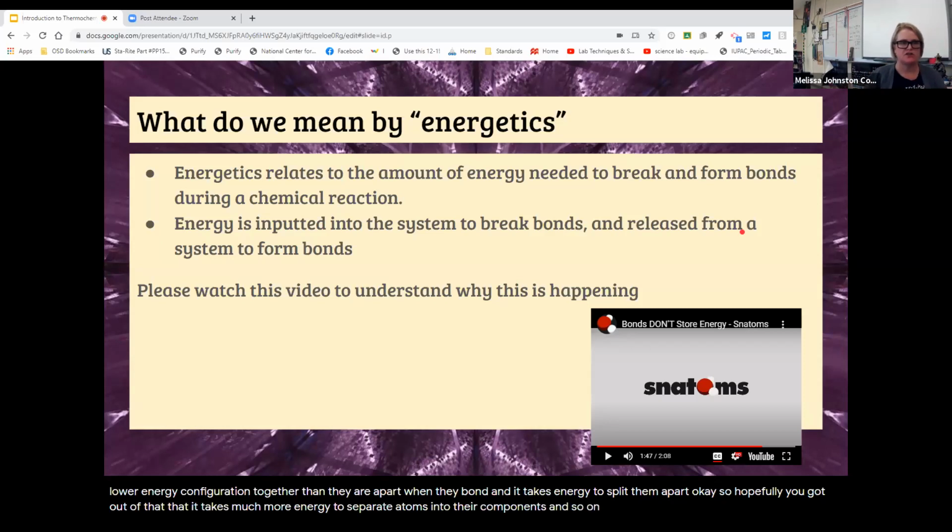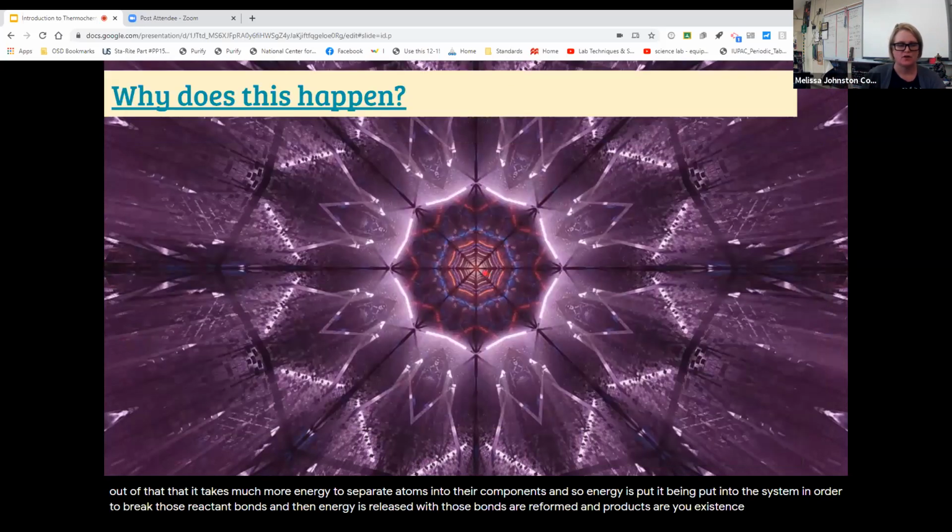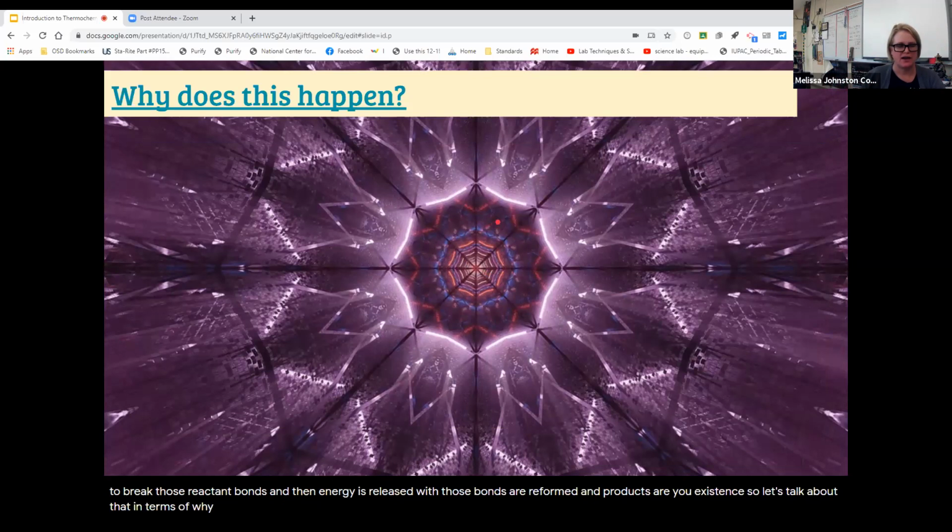Okay, so hopefully you got out of that that it takes much more energy to separate atoms into their components. And so energy is being put into the system in order to break those reactant bonds, and then energy is released when those bonds are reformed, when products are in existence. So let's talk about that in terms of why it happens.